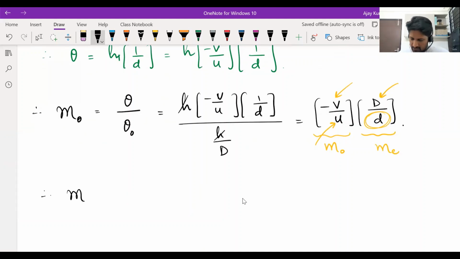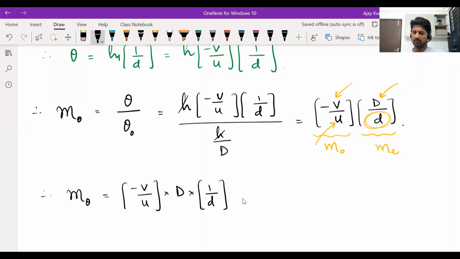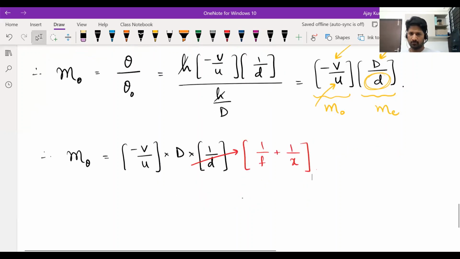Therefore, magnification produced by a compound microscope is minus v by u times capital D by small d. I'll write it as capital D into 1 by small d. Rishi, tell me, from what we derived in the last class and even today in the beginning, what is 1 by small d equal to in terms of x and f? F plus x by fx. Okay, 1 by f plus 1 by x. What you said is also correct, that is after taking LCM. We'll keep it as 1 by f plus 1 by x.